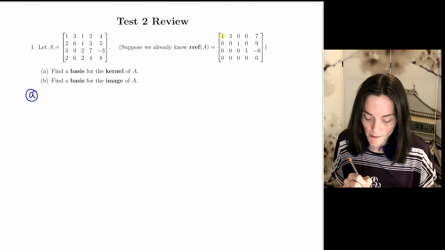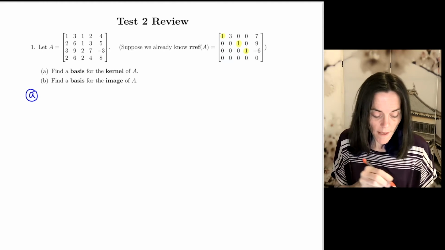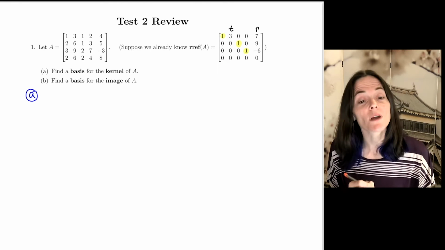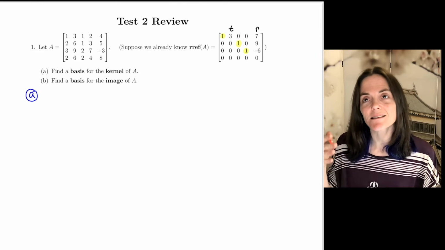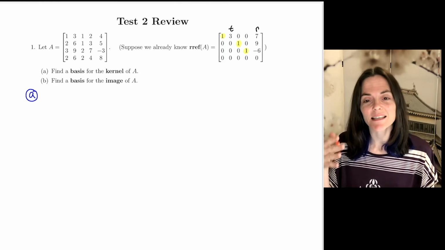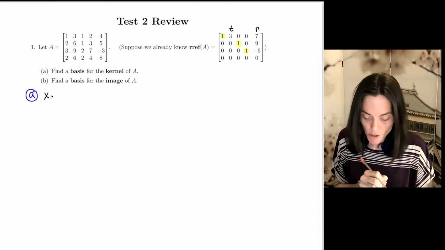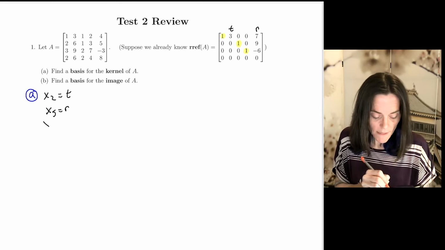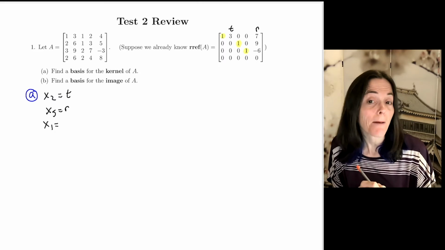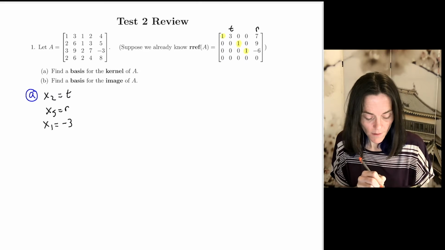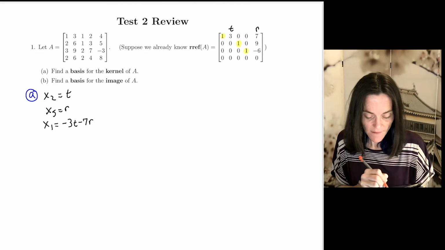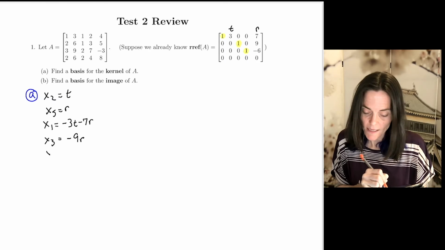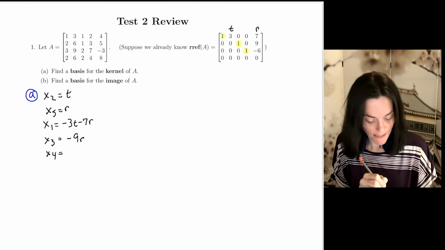We have leading 1, leading 1, leading 1. We also have a free variable, say T, and a free variable, say R. So if I'm trying to solve for an element in the kernel, this is really the solutions to AX equals 0. I would just say let X2 be T and X5 be R. And then we see X1 is minus 3T minus 7R. X3 is just minus 9R. And then X4 will be positive 6R.